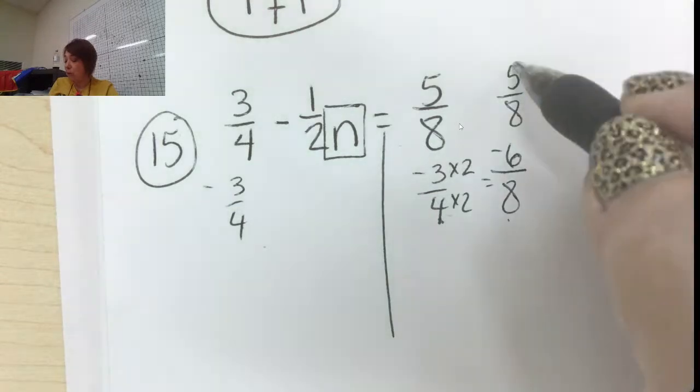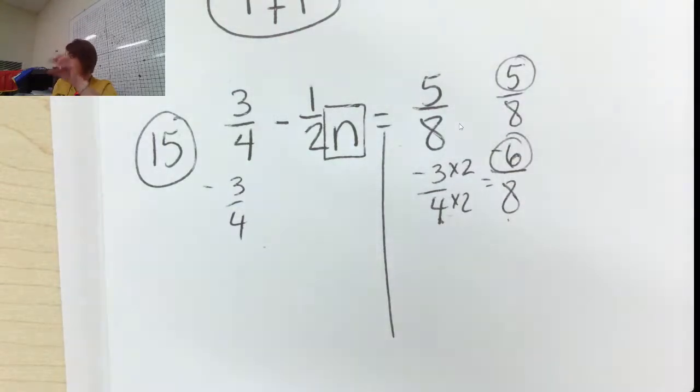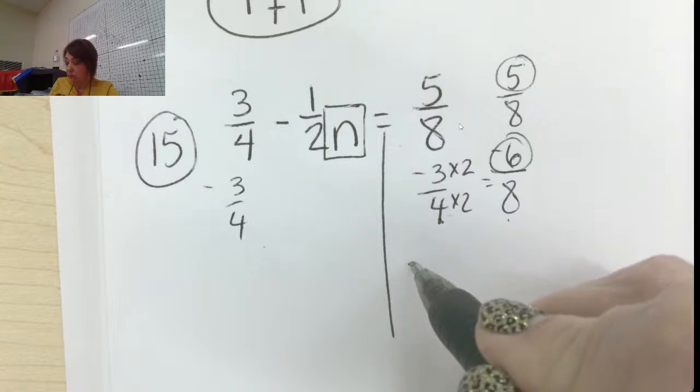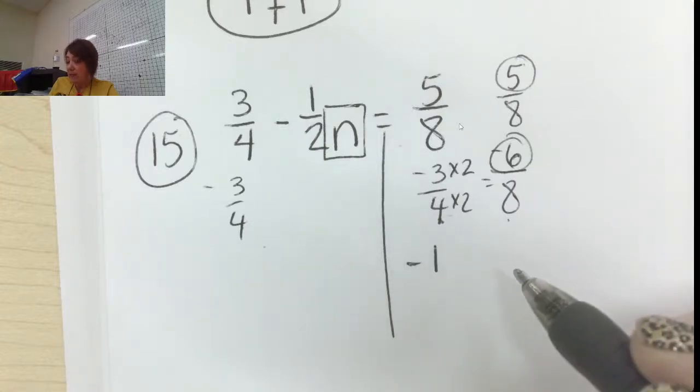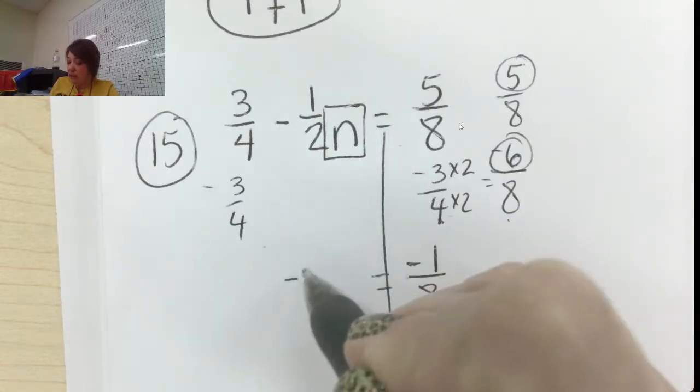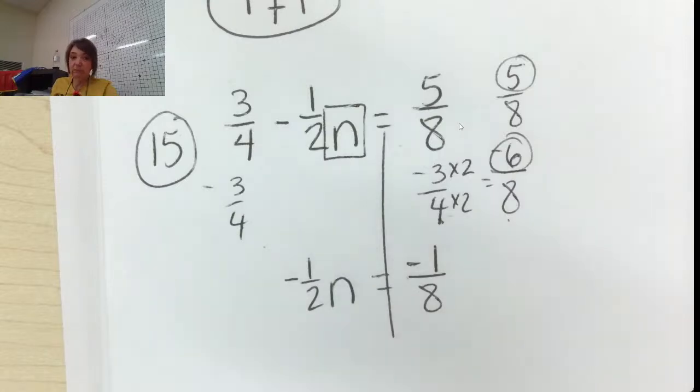When you subtract fractions, you subtract their tops and leave the bottom the same. So what is 5 over 8, 5 minus 6? Negative 1, right? The 8 stays the same. We don't do anything with the 8. The 8's just there. Over here, we still have negative 1 over 2n.